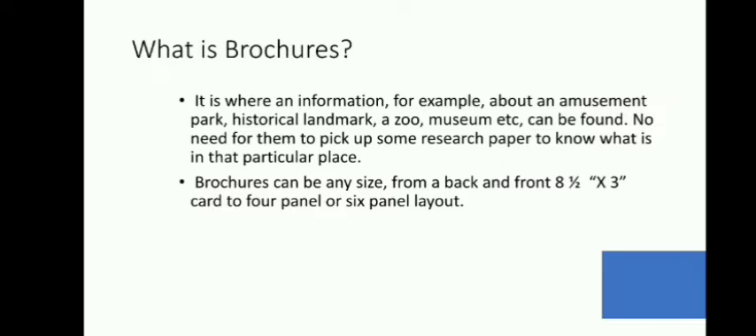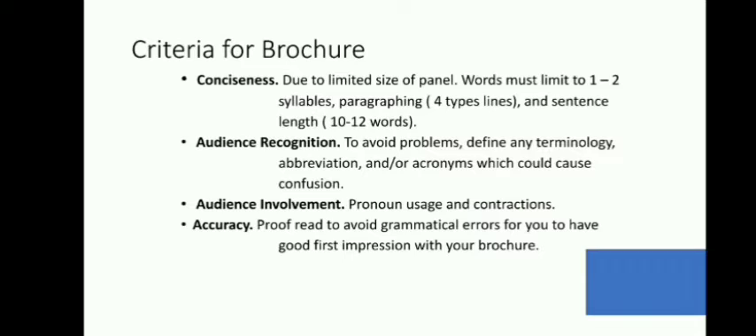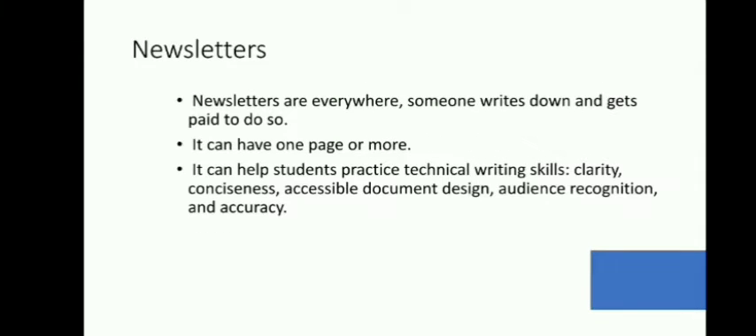Next, what are brochures? A brochure can be any size, from a back-and-front 8.5 by 3 card to a 4-panel or 6-panel layout. The criteria for a brochure are a title page, back panel, body panel, document design, clarity, conciseness, audience recognition, audience involvement, and accuracy. Proofread to avoid grammatical errors so you have a good first impression with your brochure.